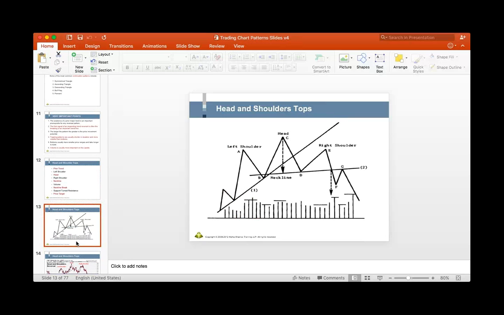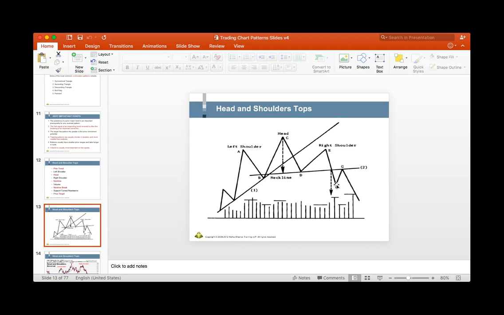First, you have the left shoulder. This is the left shoulder that's happening over here, followed by a head, which has a higher high than the previous left shoulder, and then after that a right shoulder, which is a lower high compared to the head. Then it is followed by the completion of this pattern, a lower low, confirmed by the right shoulder.